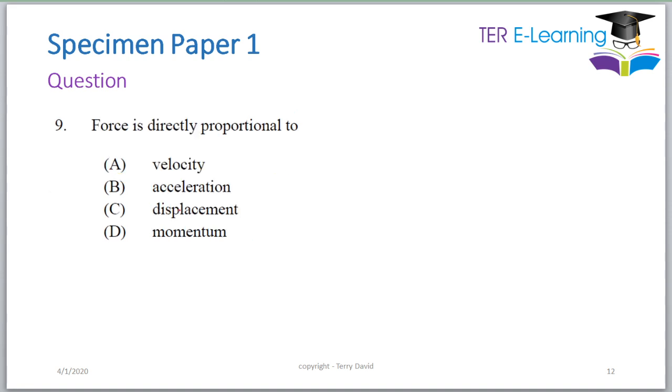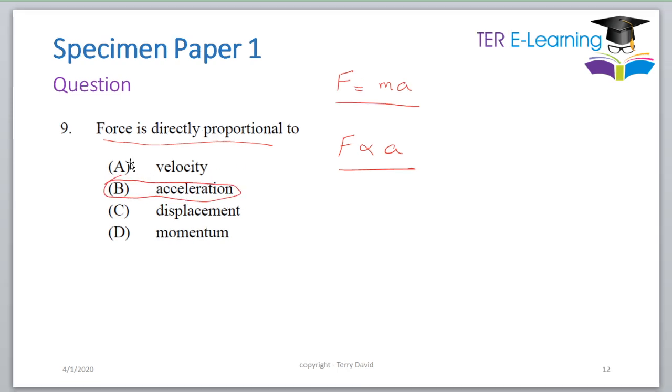Number 9. Now, force is directly proportional to something. So when you have a question like this, you have to try to remember your mechanics, and you need to remember what formulas we're looking at here. So we know from Newton's second law that F is equal to ma. It's a very important formula that you all need to know. So force is equal to mass multiplied by acceleration. So therefore, from that equation, we can say that force is directly proportional to acceleration. So the question is asking, what is force proportional to? Well, it has to be acceleration.